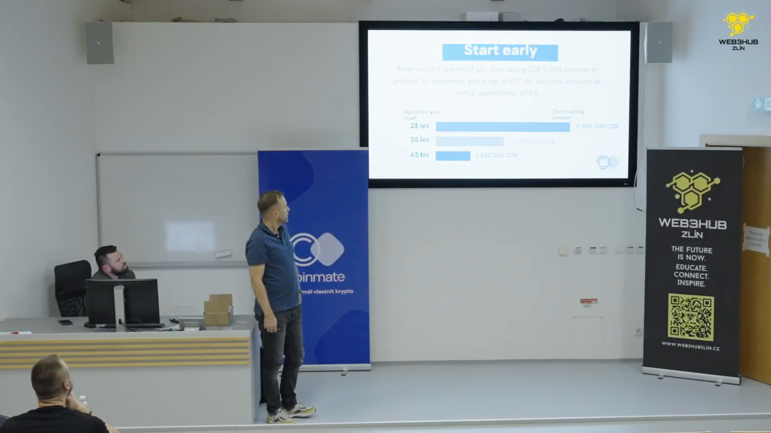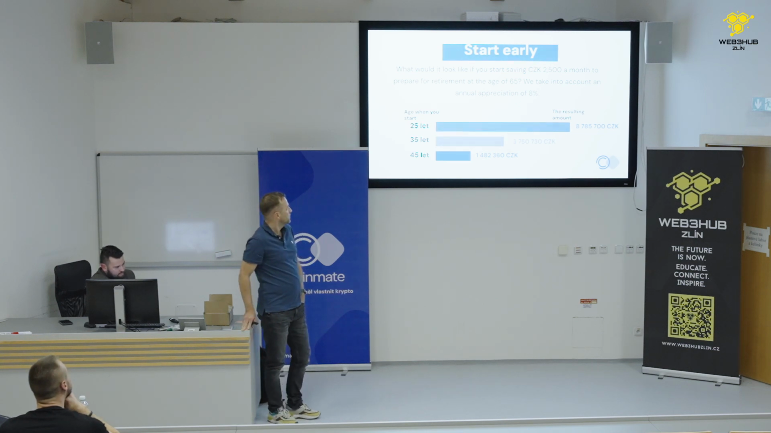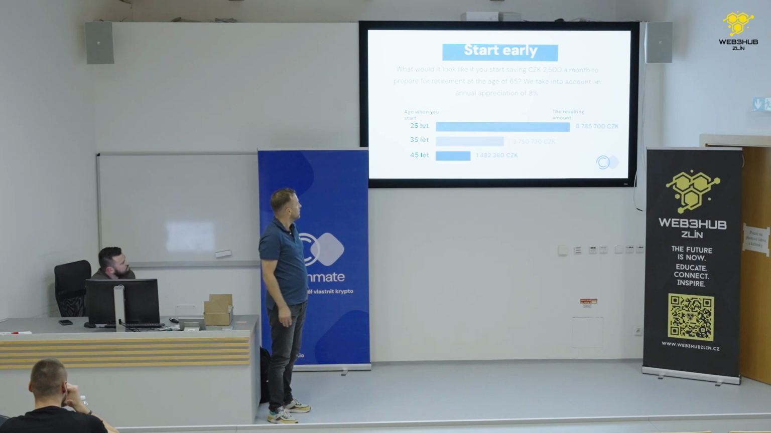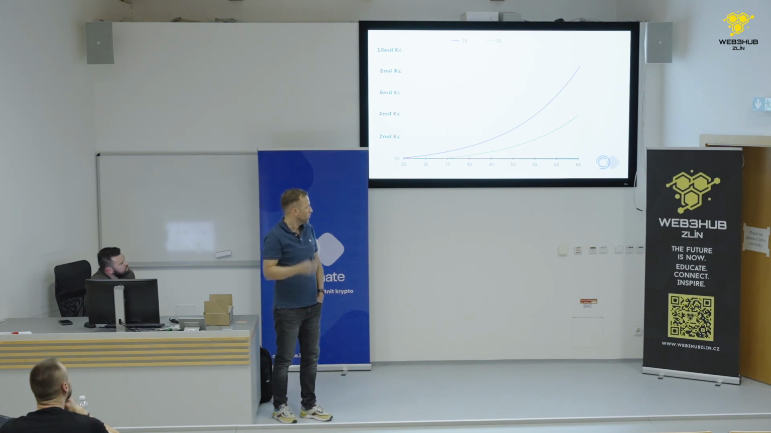Here's an example. If you start saving at 25, 35, or 45, how much money will you have when you go to retirement at 65? You can see that the amounts differ in time. The appreciation here is 8%. Here you can see it in a graph. You can notice that further in time, these curves get wider apart.